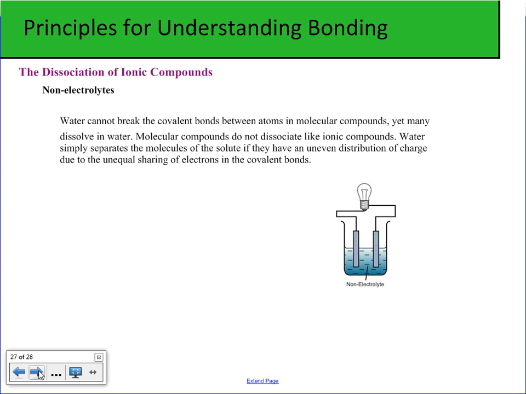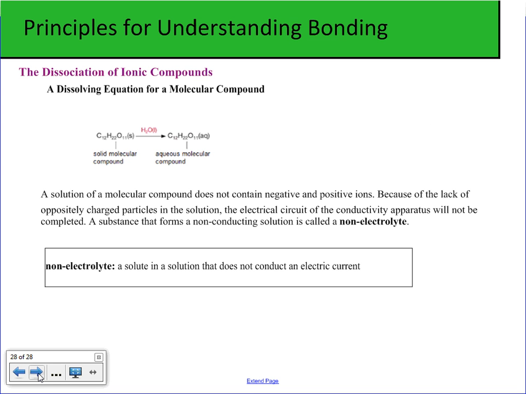So non-electrolytes. Water cannot break down the covalent bonds between the atoms of molecular compounds, yet many dissolve in water. Molecular compounds do not dissociate like ionic compounds, and water simply separates the molecules of the solute if they have an uneven distribution of charge, due to the unequal sharing of electrons in the covalent bonds. So if we do the same test with a non-electrolyte, there will be no lighting up of the bulb.